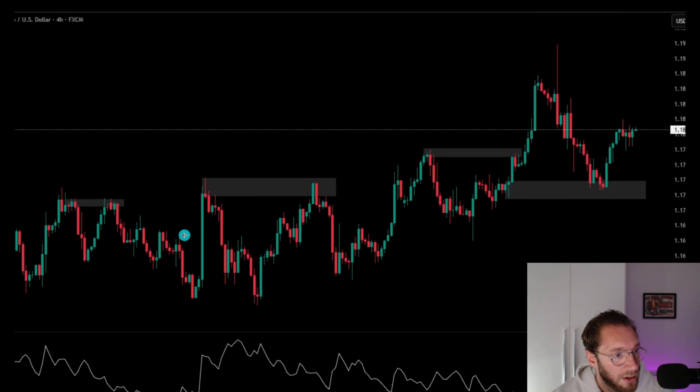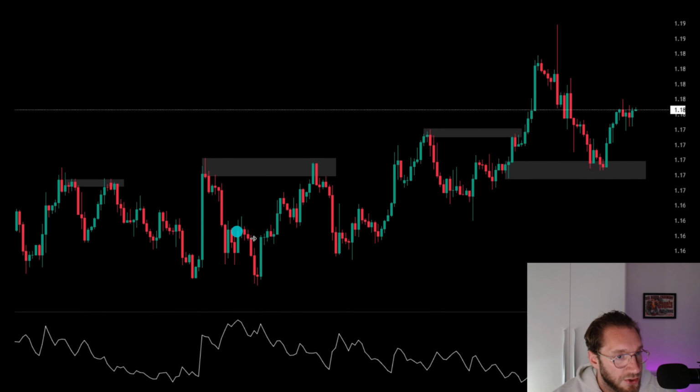And we'd mark it off this way. That is a drop base drop, and that would be an area of supply because price is below, and when we expect it to come back in, we expect it to react and sell off. So you'll find these all over the charts, all over the markets.